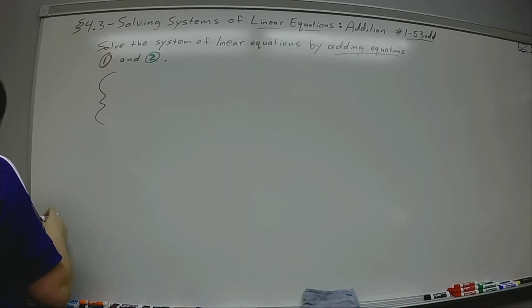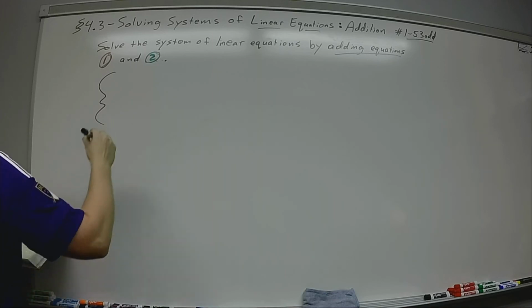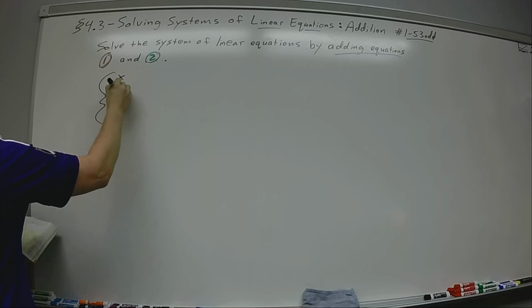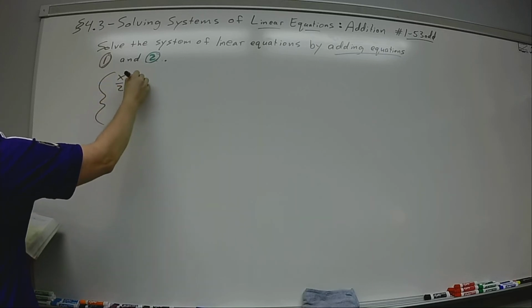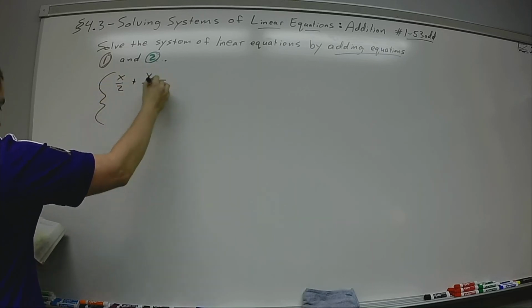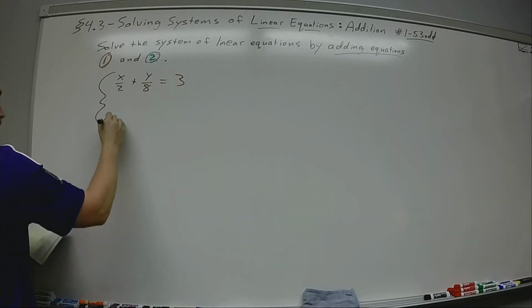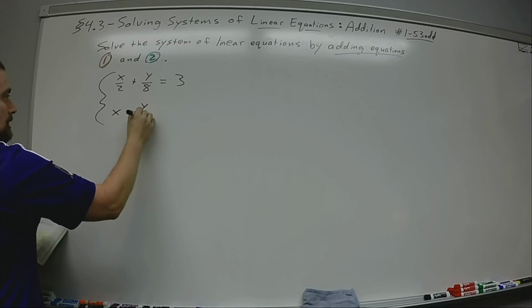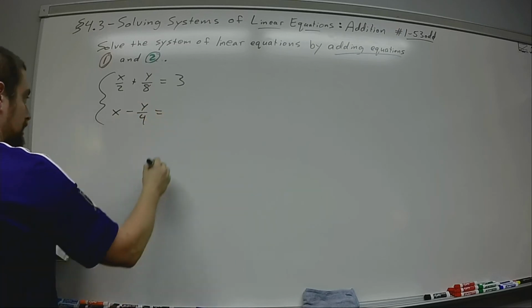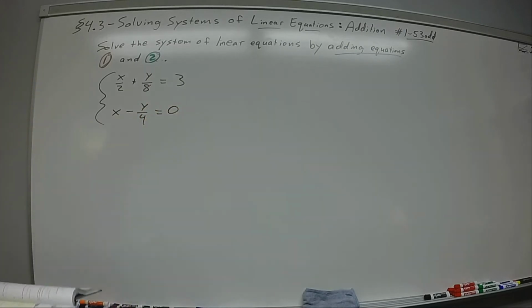I don't know if I like that one. Let me pick another one. Oh, there we go. That's a good one. x over 2 plus y over 8 is equal to 3 for the first equation, and x minus y over 4 is equal to 0. That's our second equation.